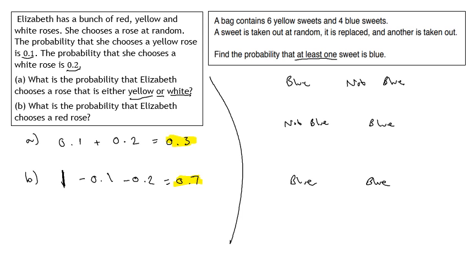So a blue sweet is going to have a probability of 4 out of 10 because there are 10 sweets in total, and not blue is 6 out of 10. We multiply, which gives 24 over 100. We do the same thing here. So not blue is going to be 6 out of 10. Blue is going to be 4 out of 10. We multiply, and again we get 24 out of 100.